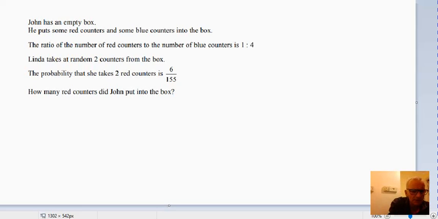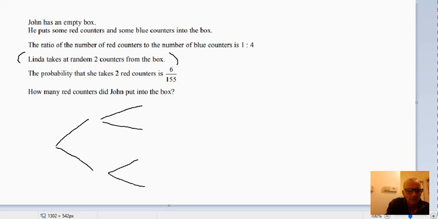I'm going to actually start with this bit just down here where it talks about Linda. And Linda puts two counters into the box. She takes two counters out of the box. So let's just represent that. Let's draw a tree diagram to show what Linda's up to.